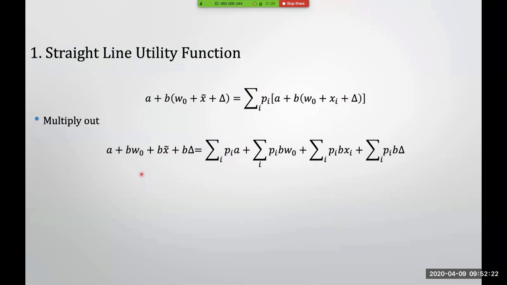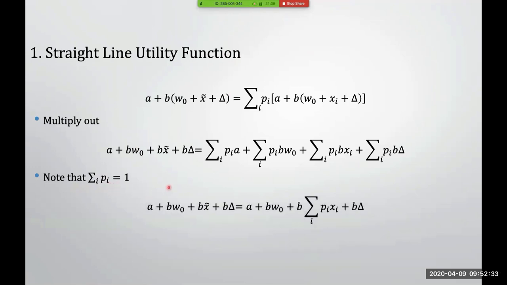Notice that we have already said that when we have an uncertain deal, all the probabilities need to add up to 1. So that means this term is equal to A, and this term is equal to B times W0 because the sum of PI is equal to 1. We cannot simplify the XI term because it is changing with respect to I. So all that we can do is pull the B out and group the changing part together. And here we do have the sum of PI equal to 1, then we have B delta.